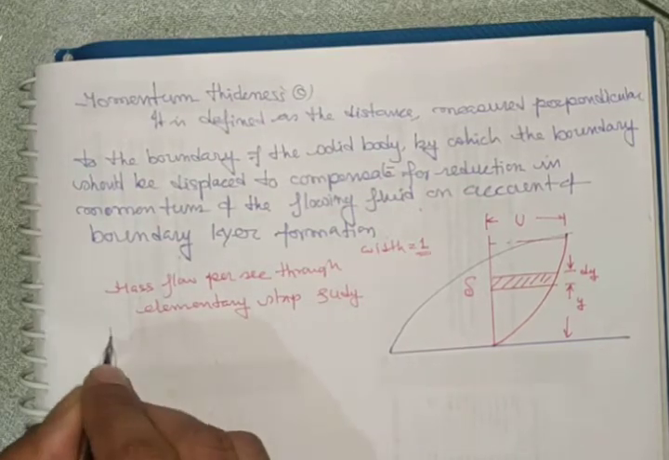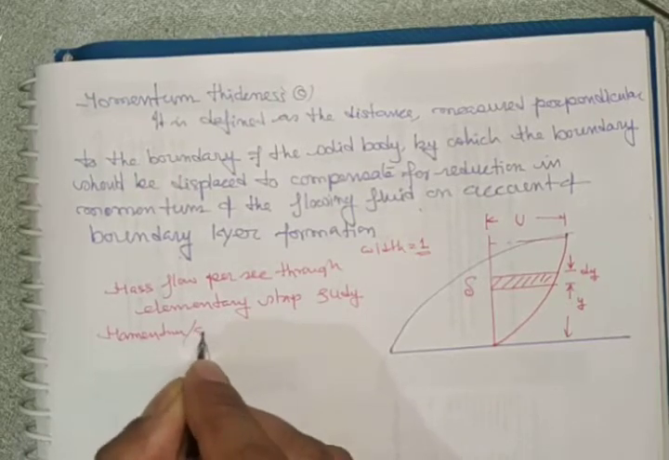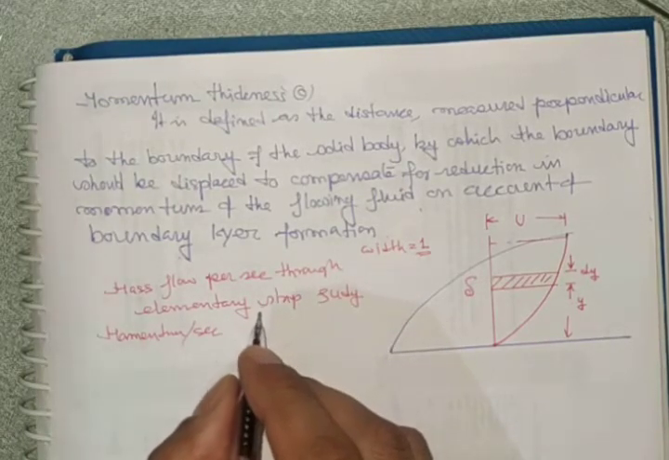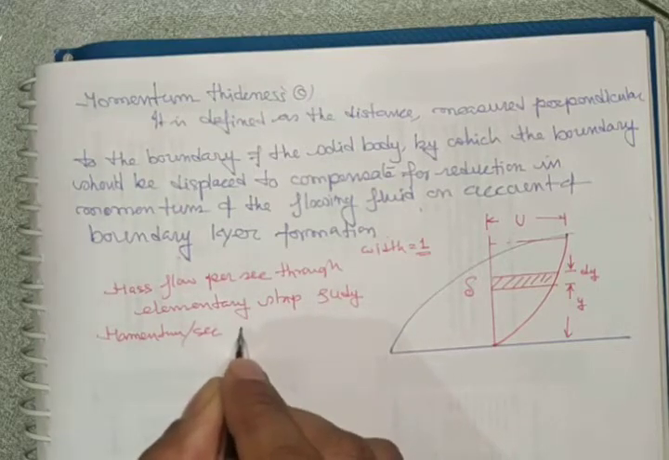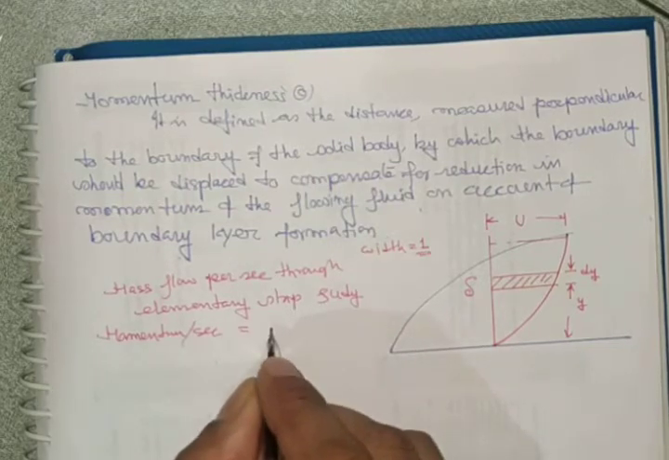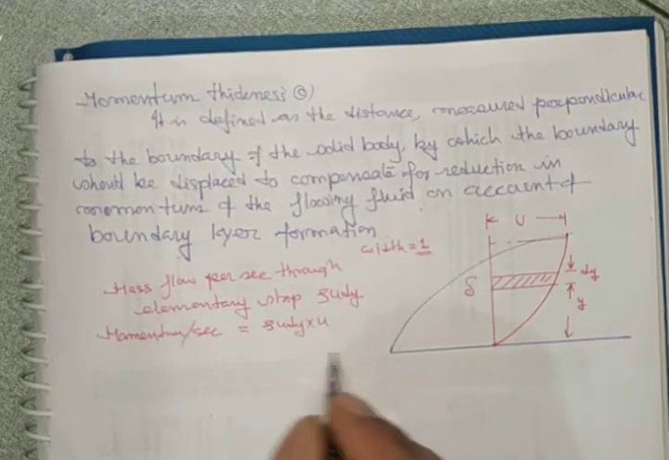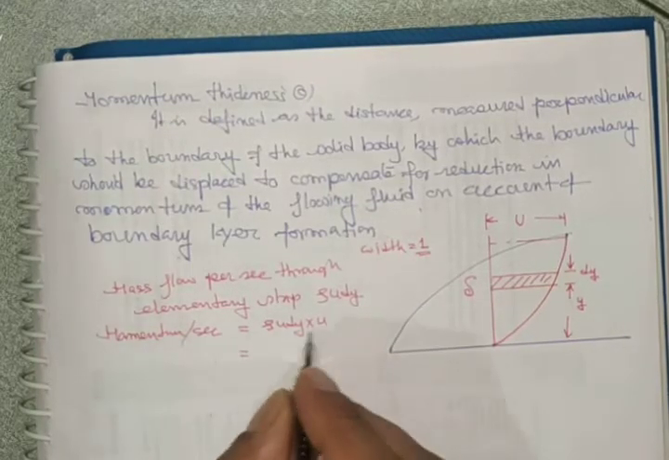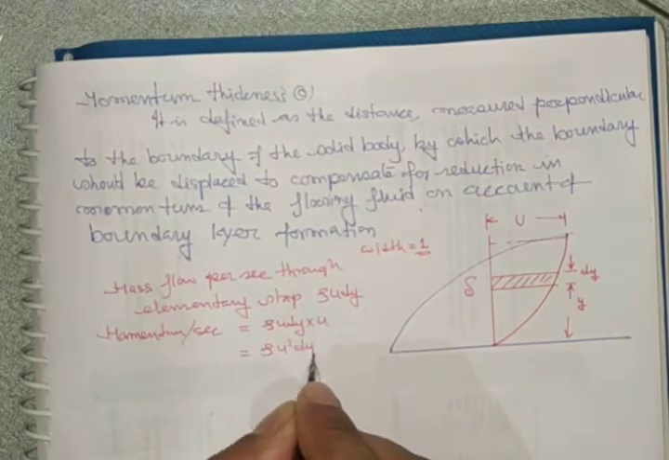Now momentum per second. Momentum per second is given by, this is your mass flow rate into velocity, this is mass into velocity, so it will be rho u square del y.